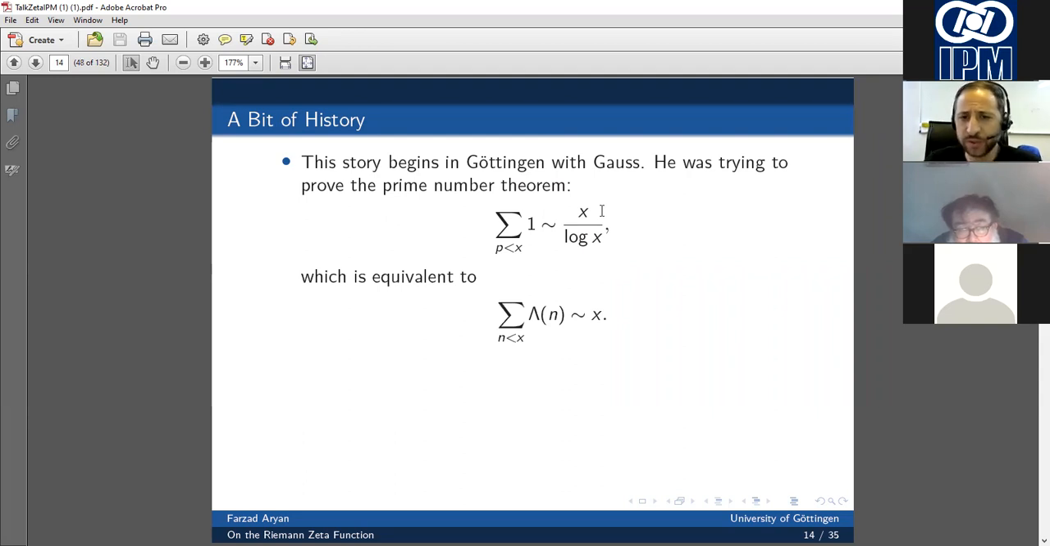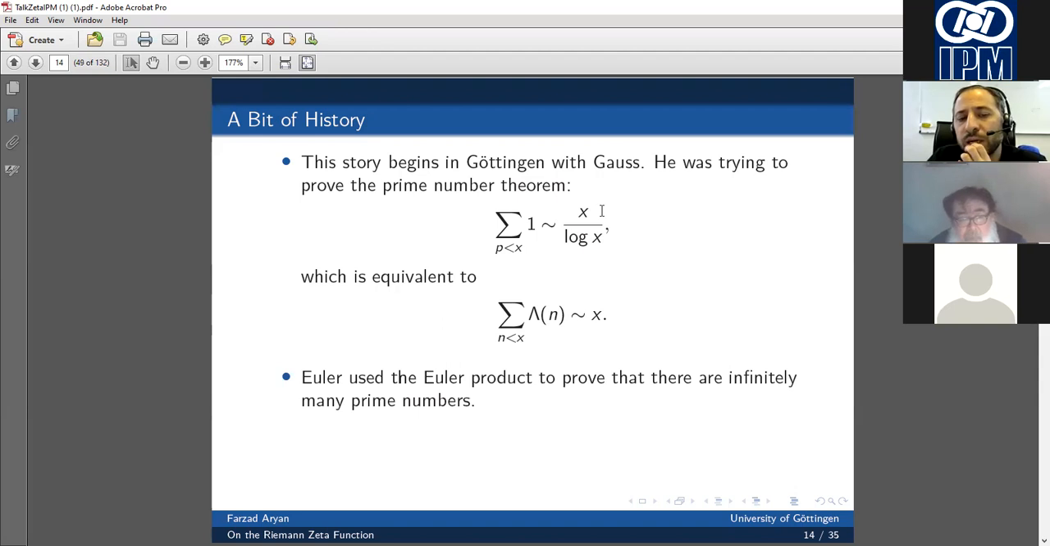The equivalent form of this would be the sum over lambda, the weighted indicator function of primes, being asymptotically about x. And Euler worked a bit on this. Euler had the Euler product. He used it to prove that there are infinitely many primes. There are other, very easy ways to prove there are infinitely many primes.